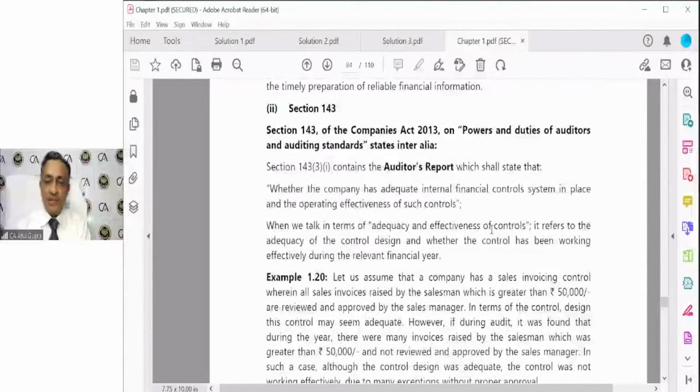Now 143, powers and duties of auditor. That was management, now the auditor is auditing whether the company has an adequate internal financial control system in place and whether it is operating effectively. So the auditor has to now comment on that. Now see why this has become very important. This discussion is also important.